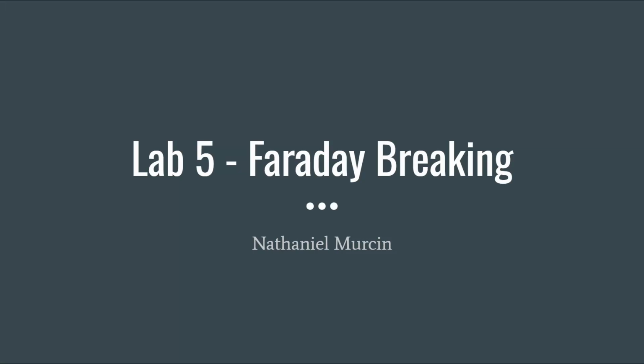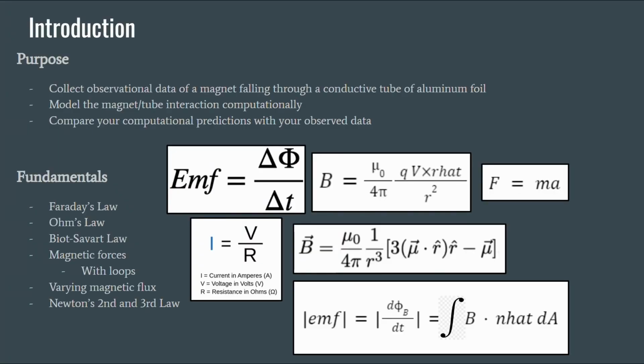Hi, welcome to Lab 5, Faraday Braking. In this lab, the purpose was to collect observational data of a magnet falling through a conductive tube of aluminum foil, and then model the magnet and tube interaction computationally. We then had to compare the computational predictions with the observed data.